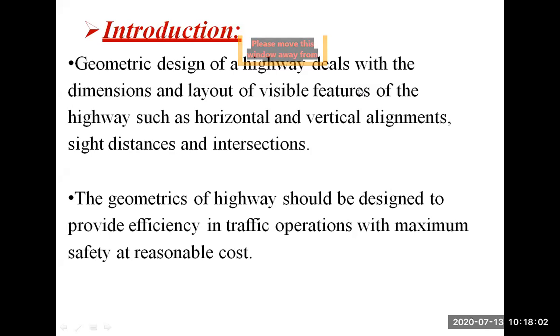So once again, I'm going to repeat. Geometric design of the highway deals with the dimensions, please remember, and layout of visible features. So you are going to turn your vehicle. It is visible that we can have the visualization of the horizontal alignment. The person is traveling on a straight track, and now he is going to turn on that particular track. So it's a visible alignment.